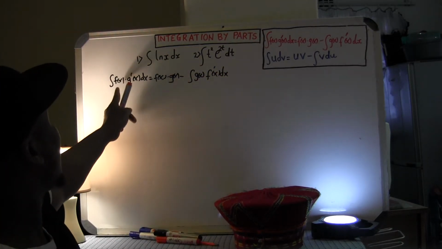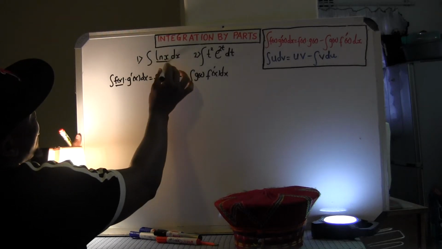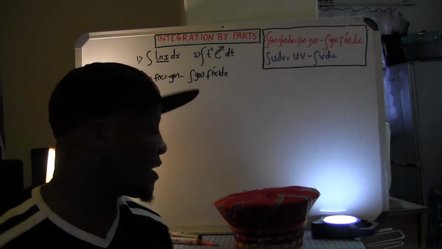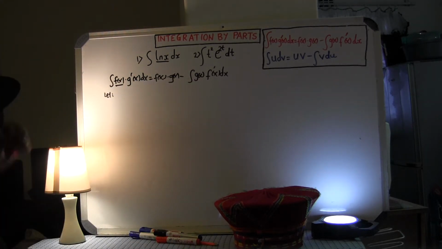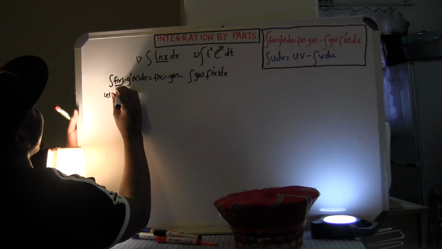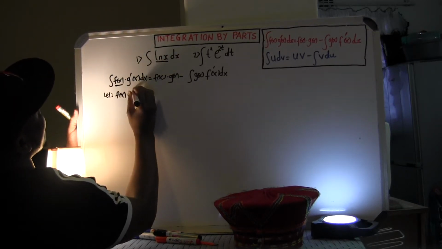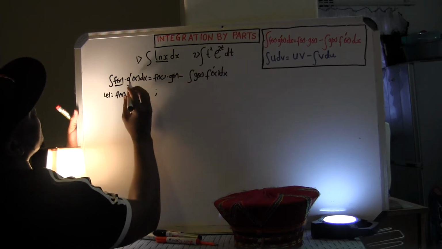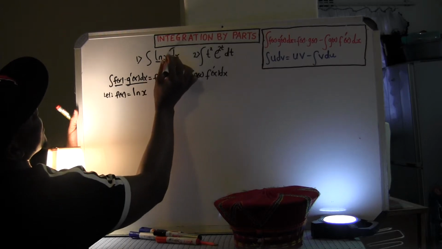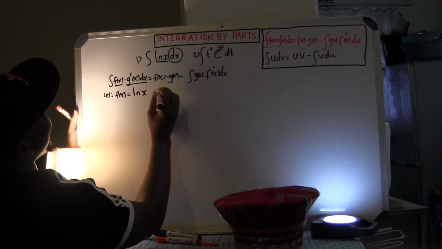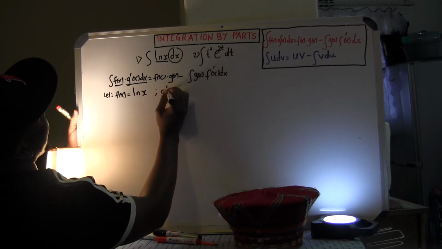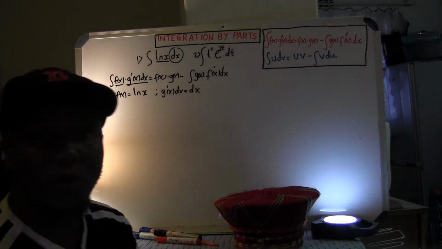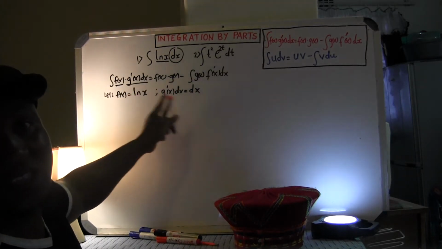Now first and foremost, this is log of x. We're going to let f of x equal log of x, and the rest, which is dx, is g prime of x dx equal to dx. So the first one we differentiate, the second one we integrate.